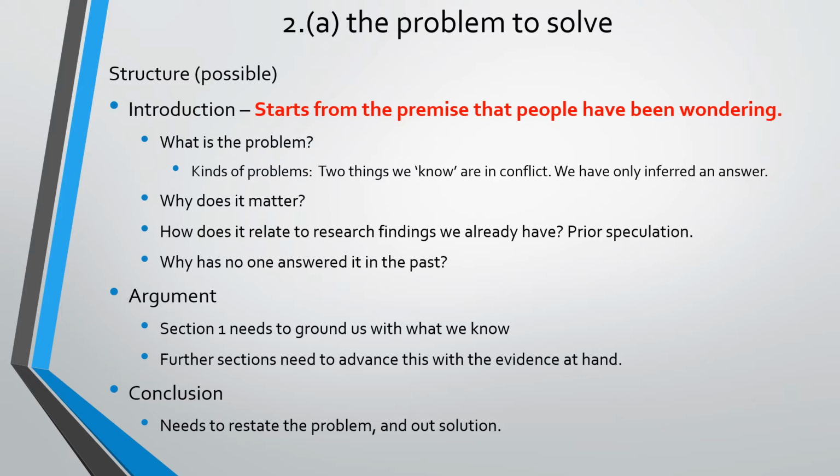You'll find that a PhD is far too large to condense down to a single article, and so you can select a piece of your PhD that relates to existing academic literature and present it as a problem to solve piece. What I mean by that is you start with the premise that people have been wondering about something. For example, people have speculated from what they have written in the past.